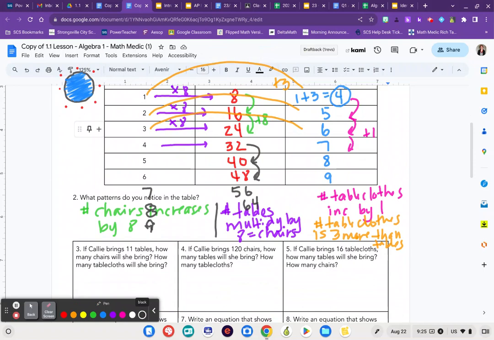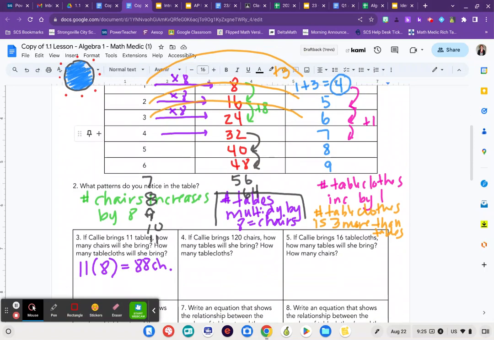I kind of want to use this purple information here. It says the number of tables multiplied by 8 is the chairs. So let's think about this. If I have 11 tables, but there are 8 chairs at each table, so 8 chairs for each table, then I would have a total of 88 chairs. And in fact, if I keep extending my spreadsheet, I would end up at that 88.